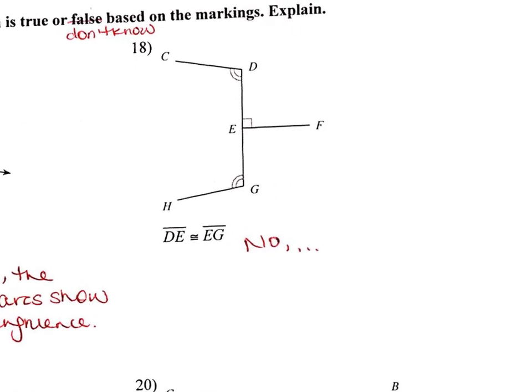Example 18, are DE and EG congruent? No, they are not. Now the angles D and the angle G are congruent, especially if we talk about these interior angles right here, right? The angles are congruent, but the segments are not. If the segments were congruent, we would have had to see these little tick marks or hash marks on those segments, but we don't see those, so we don't know that they're congruent.